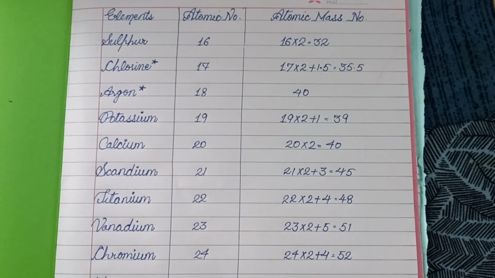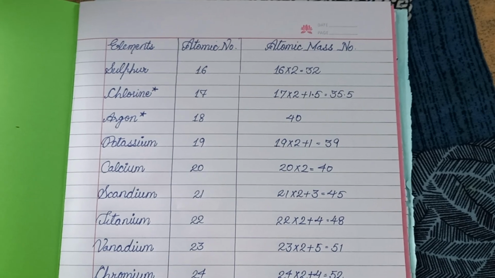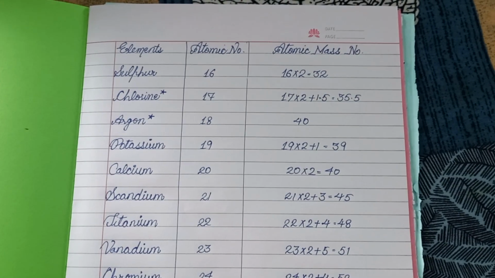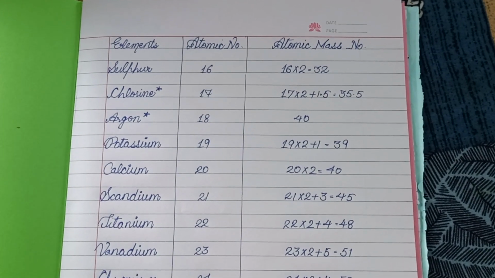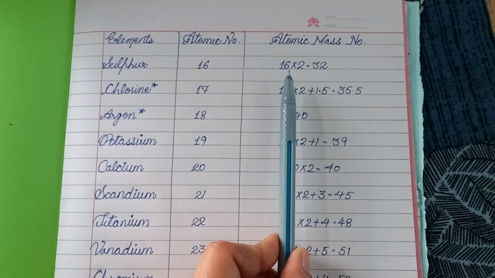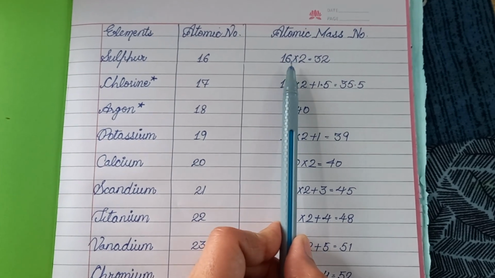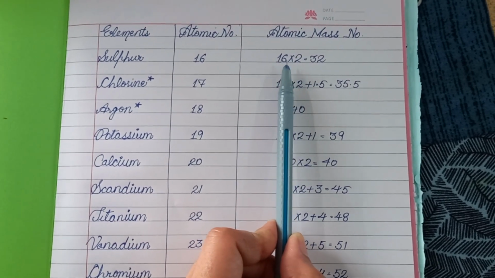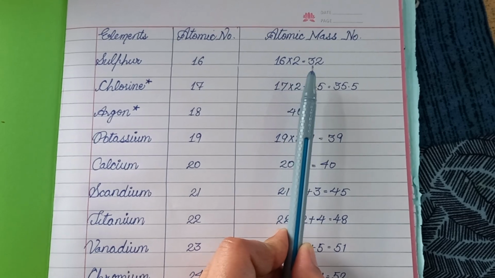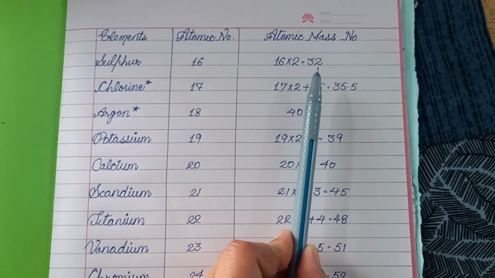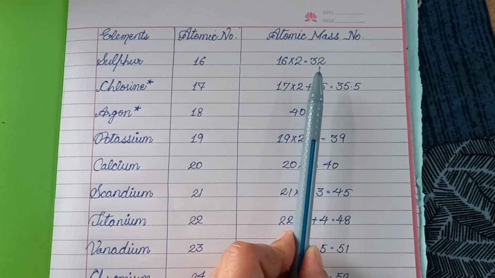After phosphorus, the next element is sulfur. The atomic number of sulfur is 16. That is also an even number. So in the case of an even number, we multiply the atomic number by 2 to find the atomic mass number. So the atomic mass number of sulfur is 32.